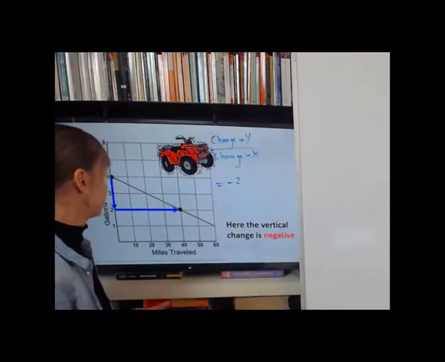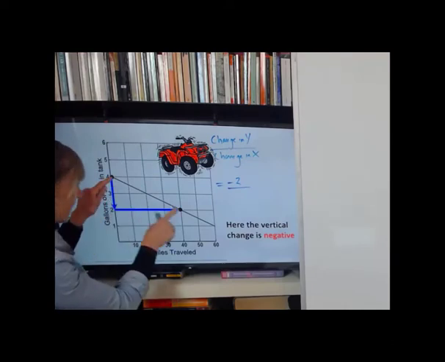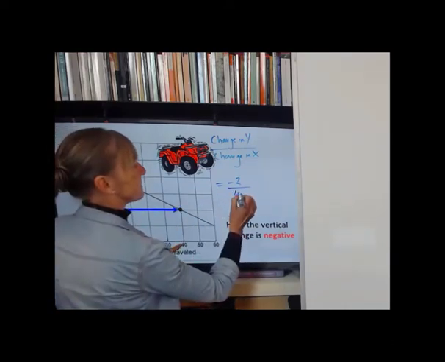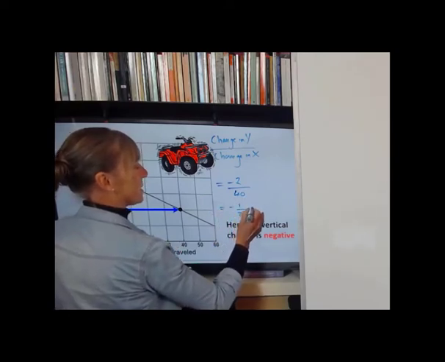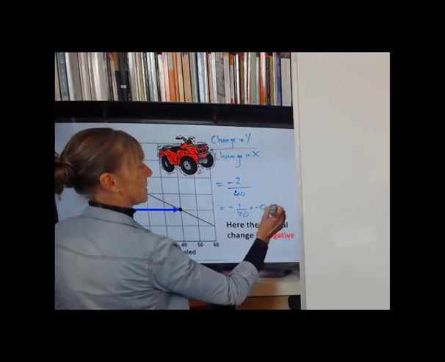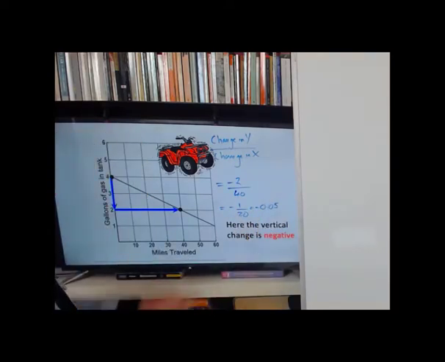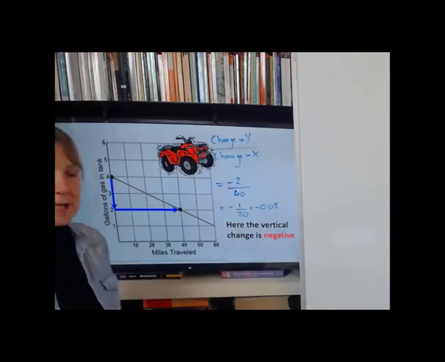It has dropped from 4 to 2. Must be negative. Divided by the change in x. X has gone in that interval from 0 to 40, which means the gradient is 1 over 20, but your calculator will tell you that. And we use gradients as fractions or decimals, it doesn't matter.